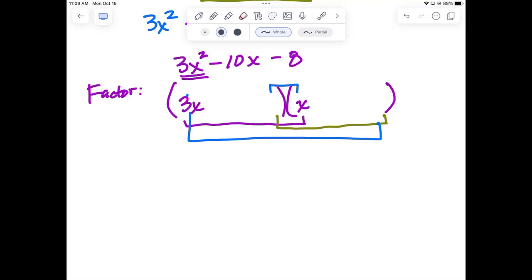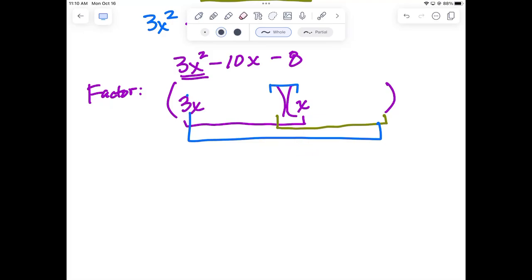Now, what if it's not the 8-1? Could it be the 1-8 combo? That would give us a 1x on the inside and a 24x on the outside. That's even worse, right? 24 plus 1 is 25. 24 minus 1 is 23. So guess what? We tried the 8 and the 1 and the 1 and the 8. That doesn't work. So let's try something else.